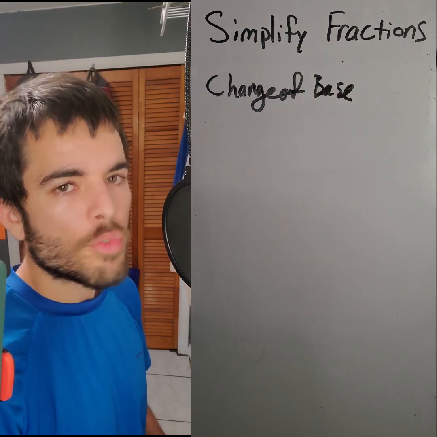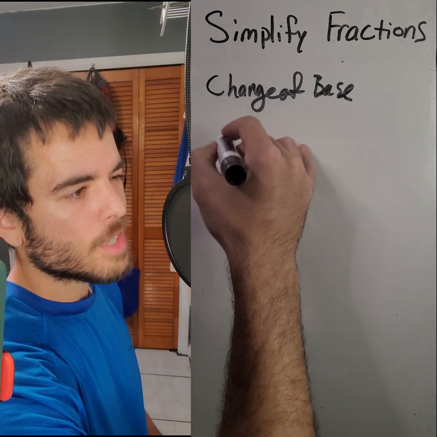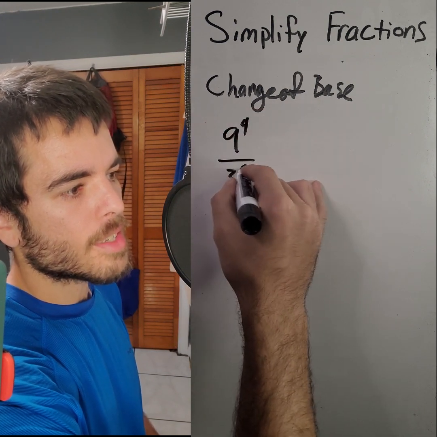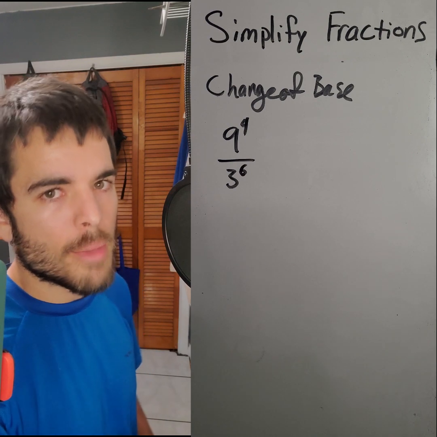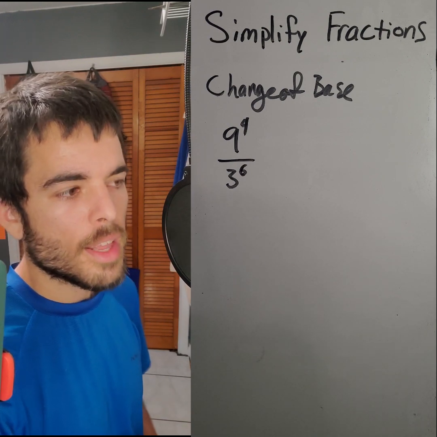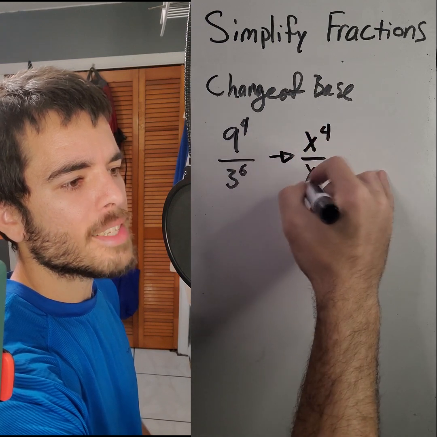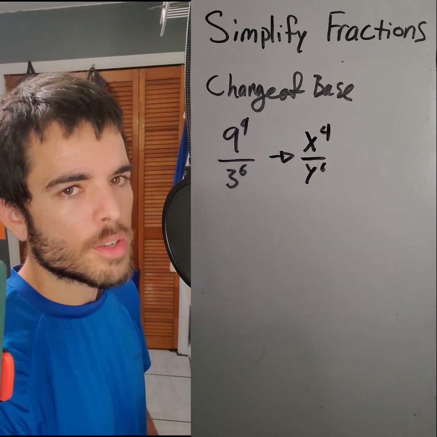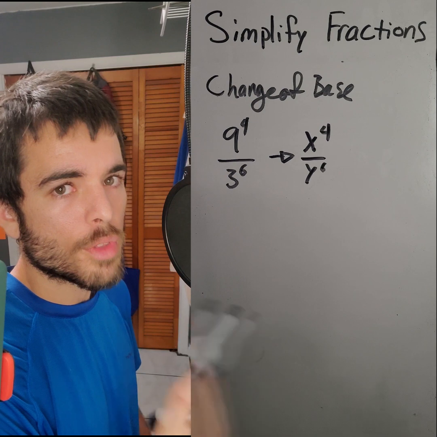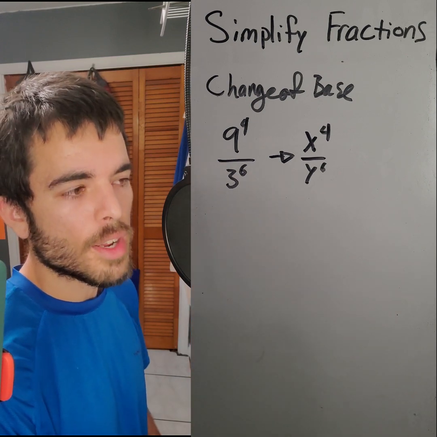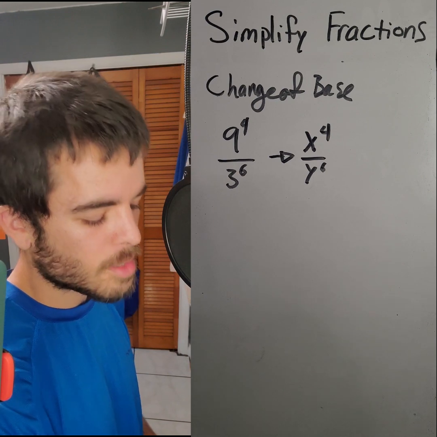When simplifying a fraction with numerical values such as 9 to the 4th over 3 to the 6th, we can't automatically subtract these exponents. This would be similar to having x to the 4th over y to the 6th, and that's something you're not allowed to subtract. We have different values for the base value, the x and y. Same thing with the numbers. We have 9 and 3. Those are different values, so we can't subtract the exponents.